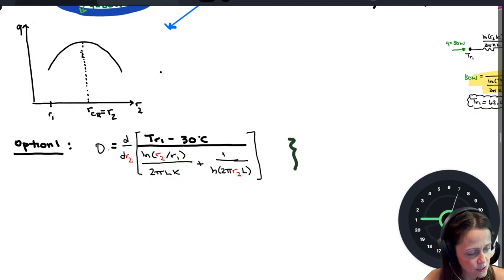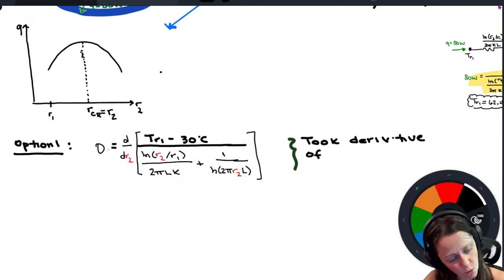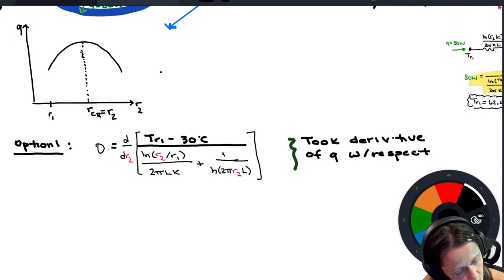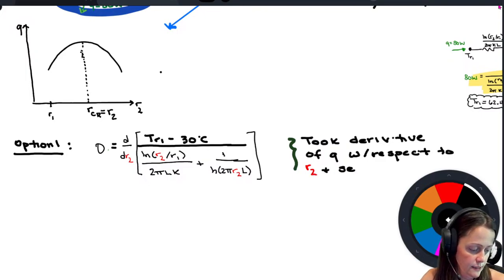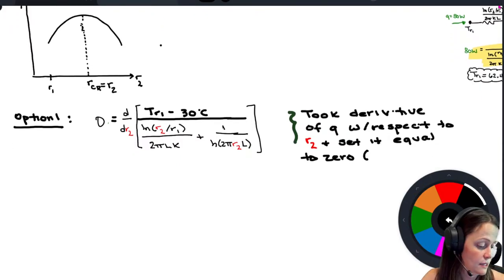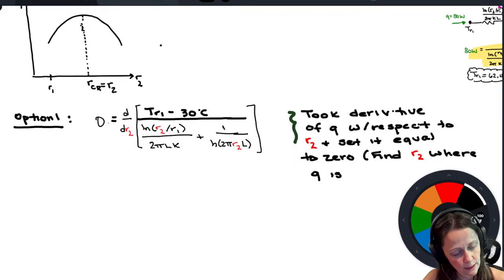Just to refresh what we just did, we took the derivative of Q with respect to that outer radius R2 and set it equal to 0. That works because that helps us find R2 where Q is a maximum.